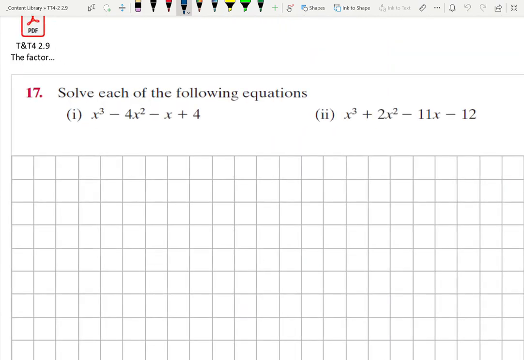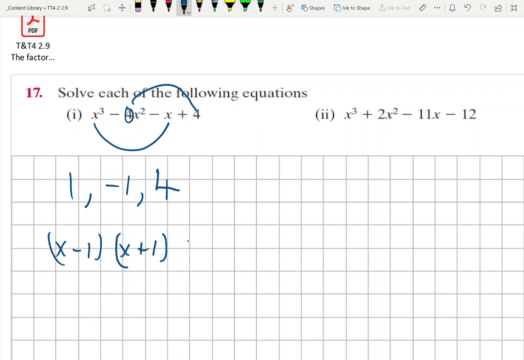The minute you see naught and naught, you have two roots. And that looks awfully like one we've done already. So the roots are 1, minus 1, and 4. And the factors are x minus 1, x plus 1, and x minus 4.